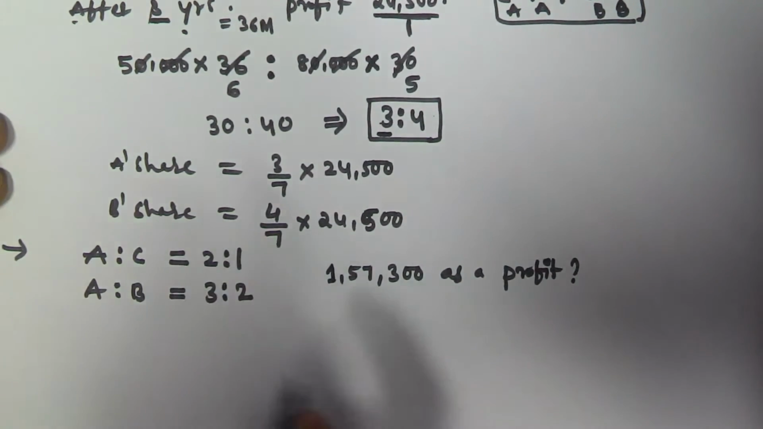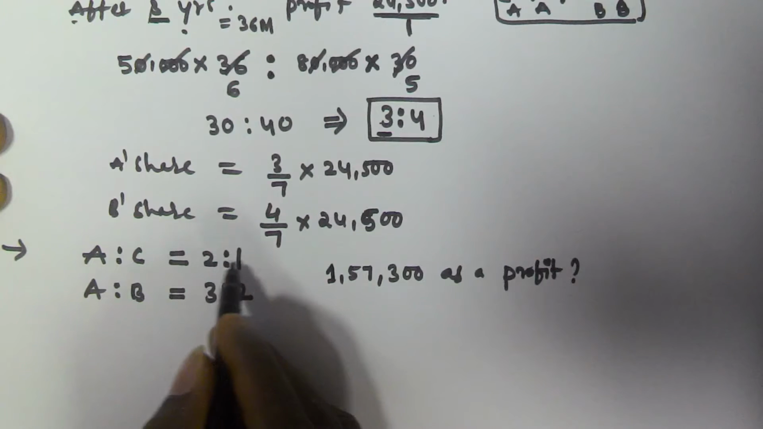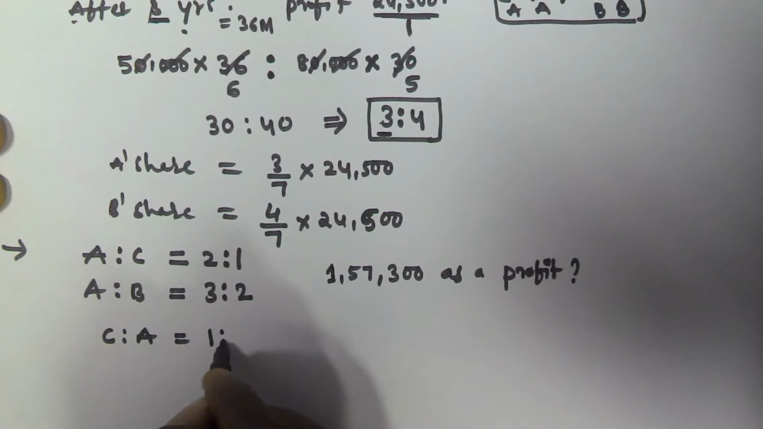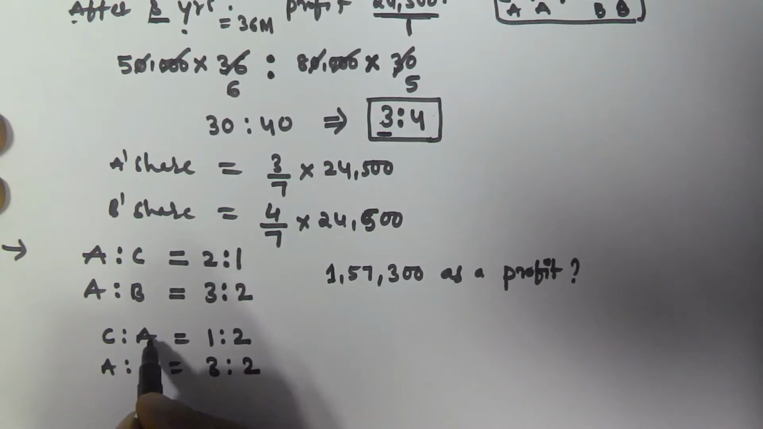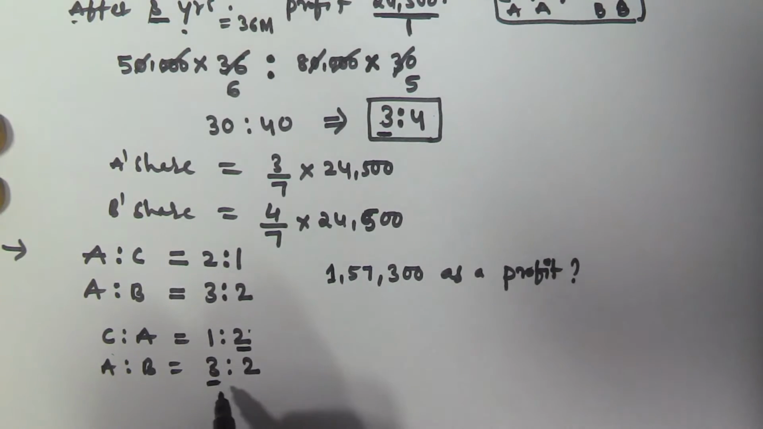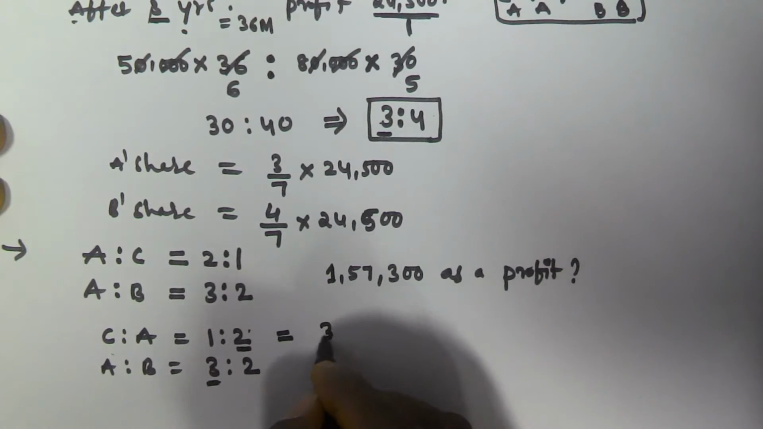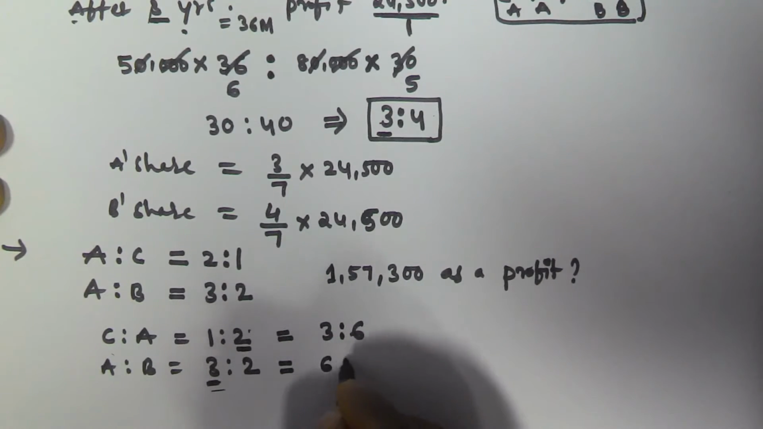Suppose A ratio C is 2 ratio 1. The same I can also write as C ratio A equals 1 ratio 2. Then A ratio B is given as 3 ratio 2. Here A's value is 2 in this one, and here A's value is 3. So I have to make these two equal. For that I will multiply this one with 3 and this one with 2. So this is going to be 3 ratio 6, and multiplying this one with 2, that is 6 ratio 4.